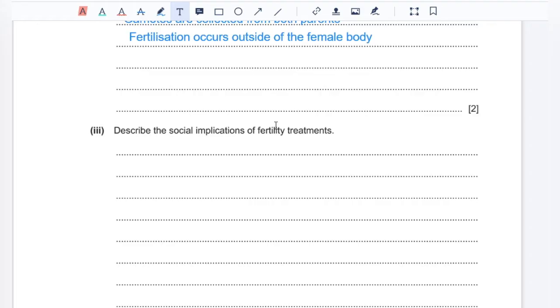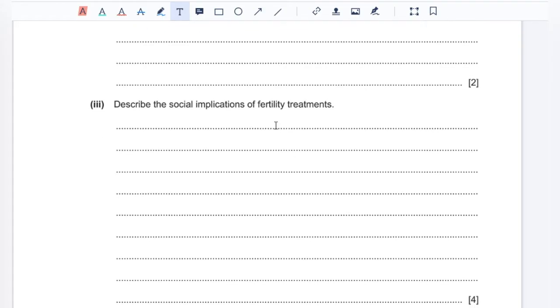As for the disadvantages, the treatment can be very expensive and it can result in multiple births as well, and there's also the concern of ethical or religious issues with these treatments.